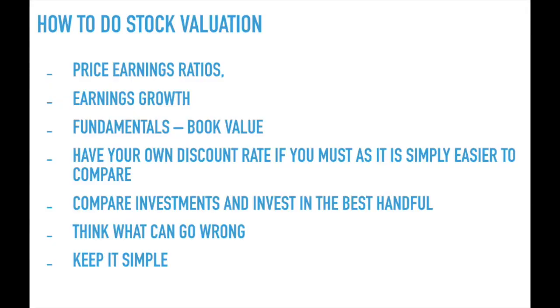So how to do proper stock valuation? The key things to watch are price-earnings ratios, long-term CAPE ratios, earnings growth, fundamentals, book value, the quality of the business. Have your own discount rate if you must have a discount rate. Simply use your required rate of return for comparisons. Compare investments and invest in the best handful. The more investments you compare, the better investments you will find, because there are great investments out there. Things can go wrong, think what can go wrong, and keep it simple.